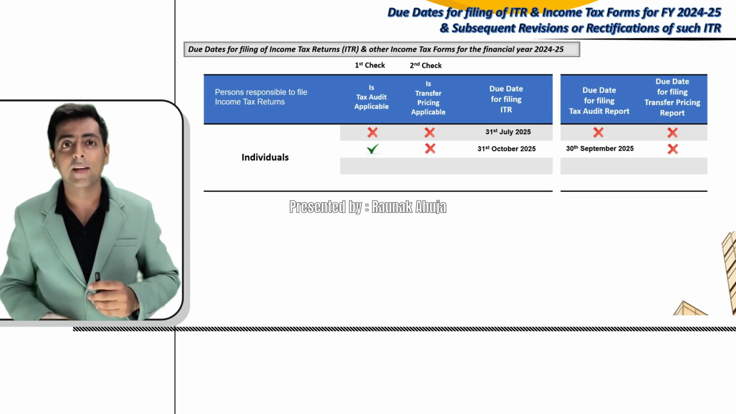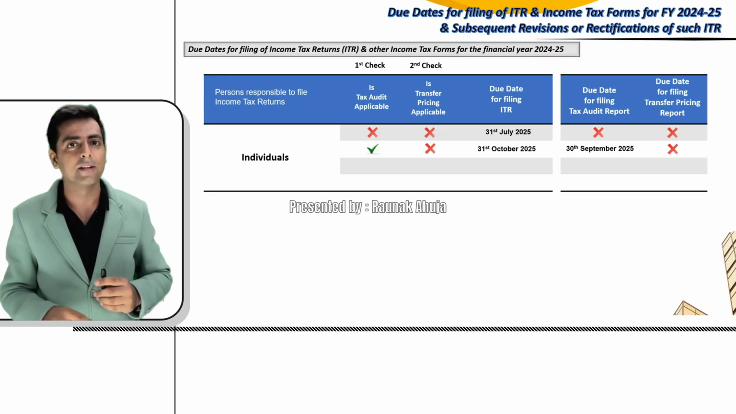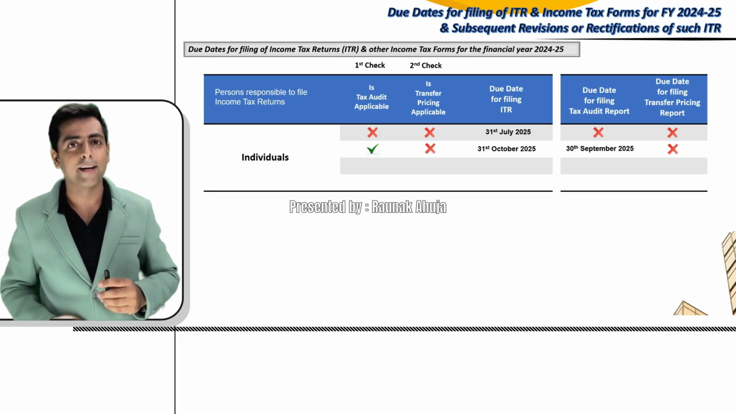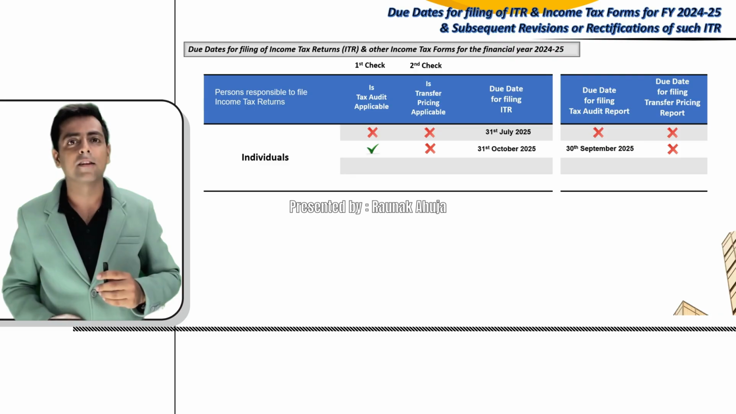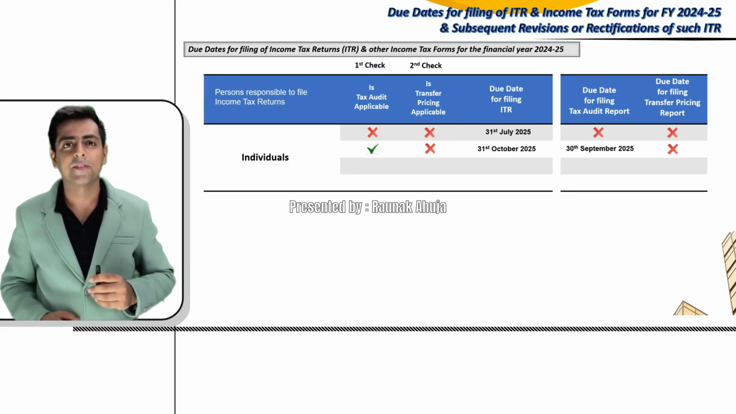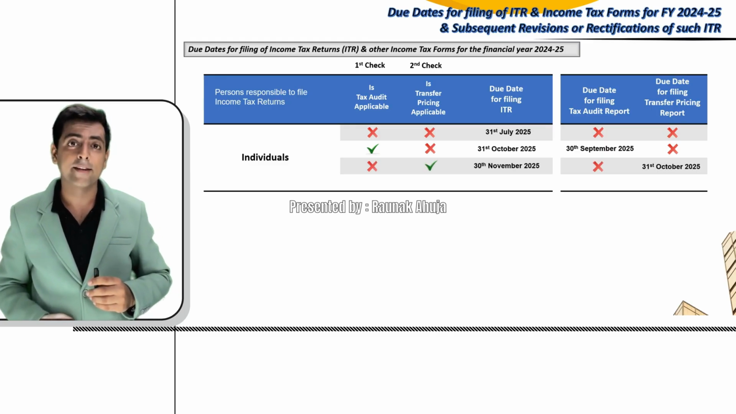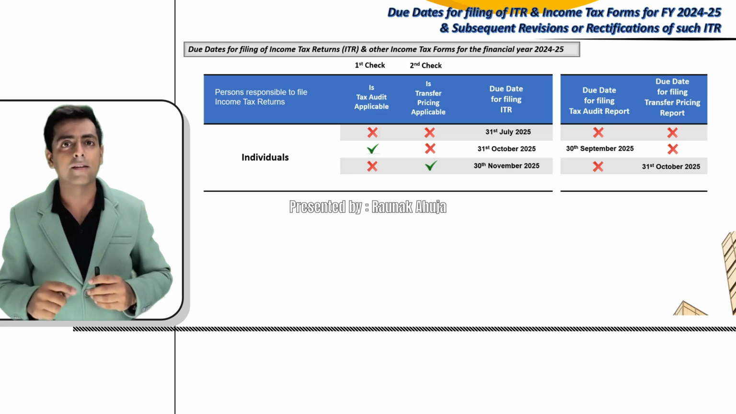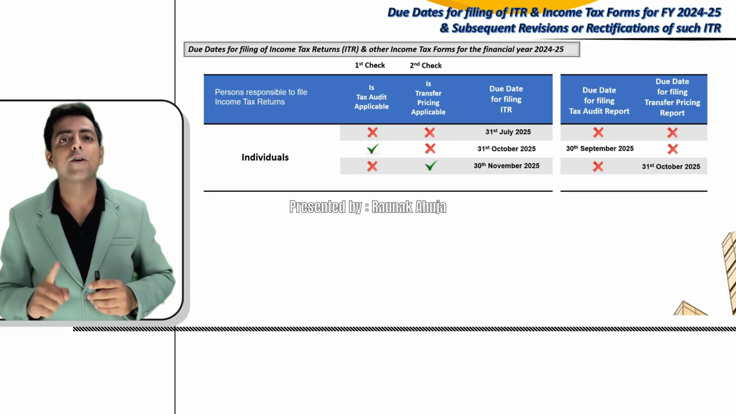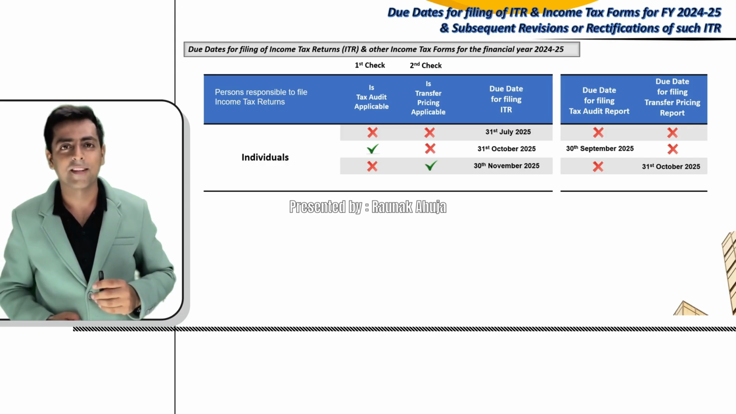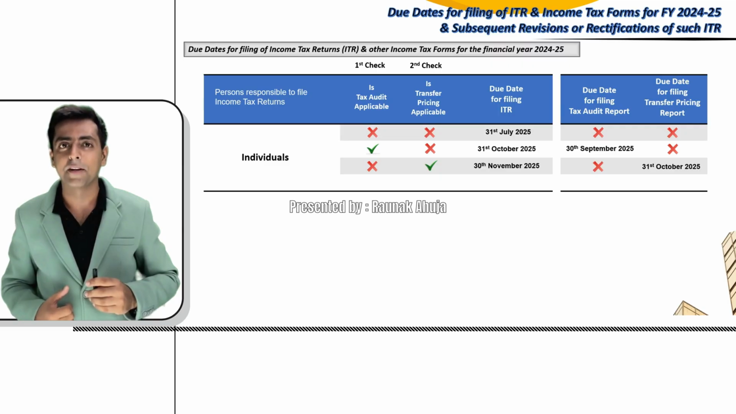Moving on to the second case, where the tax audit report is applicable but the transfer pricing audit report is not applicable, then in such a case, the due date for filing of ITR would be the 31st of October 2025. In such a case, the tax audit report would be required to be filed by the 30th of September 2025. Moving on to the third case, where the tax audit is not applicable but the transfer pricing provisions are applicable, then in such a case, the due date for filing of ITR would be 30th of November 2025. And the transfer pricing report would have to be submitted by the 31st of October 2025.